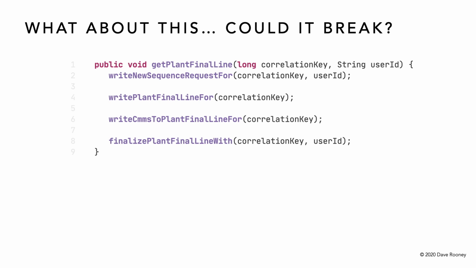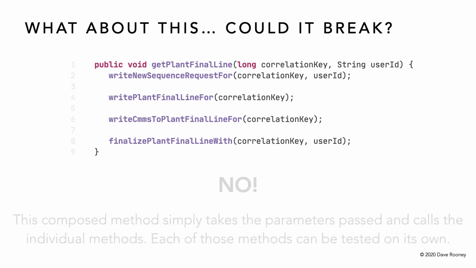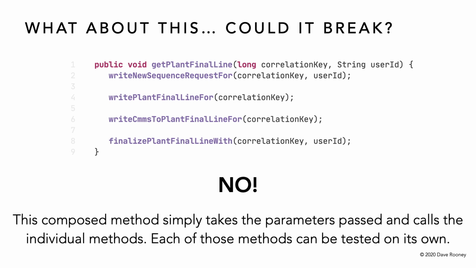What about this method? It's certainly more complex than a getter, so does it require a test to verify that it works as expected? No, generally it doesn't. This is what's called a composed method. It consists solely of calls to other methods without any processing or conditional logic of its own. If each of the methods it calls are adequately tested, we can reasonably assume that this method won't break.